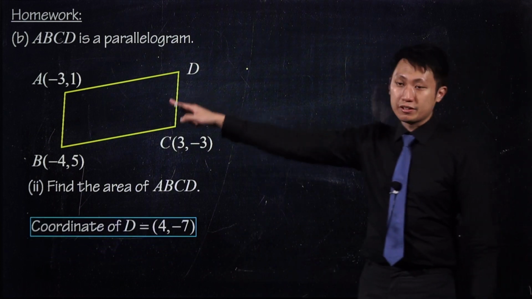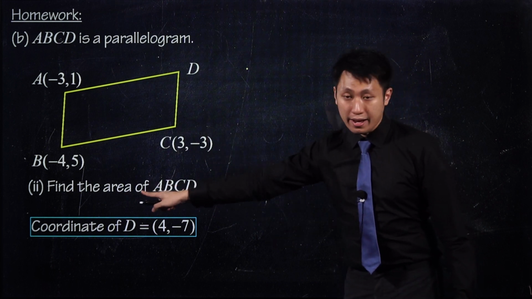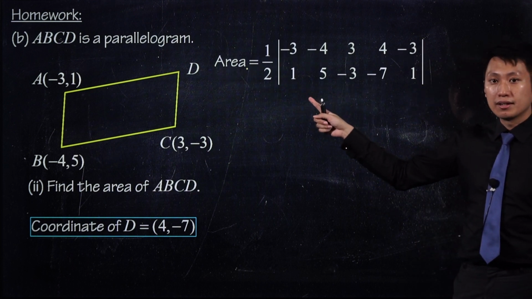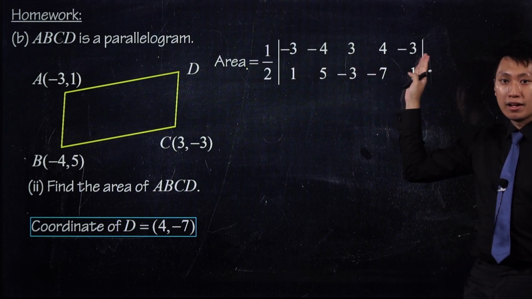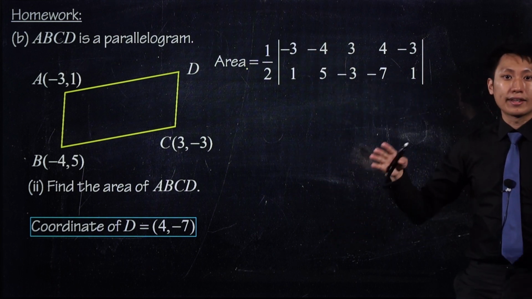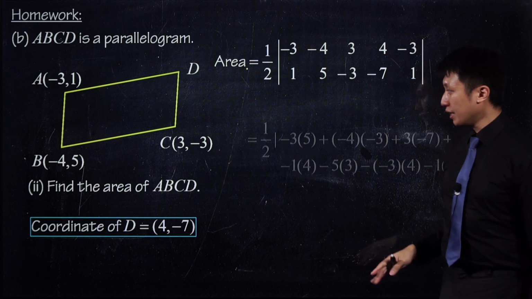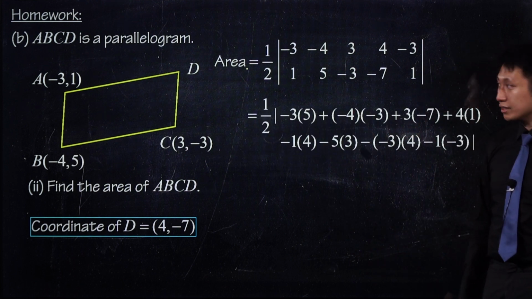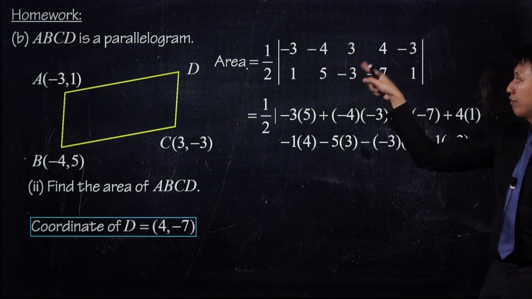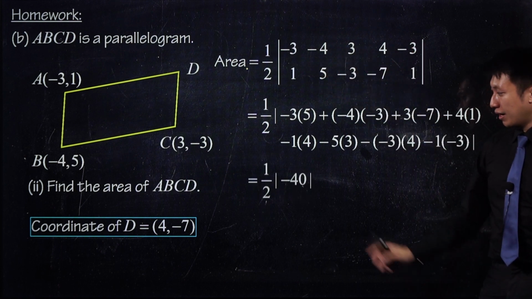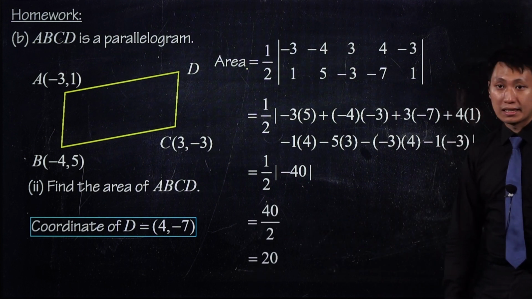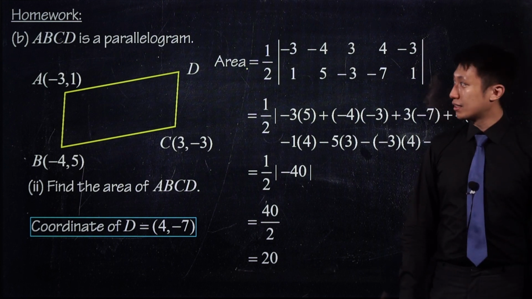If you know these 4 coordinates, I want you to find the area of the parallelogram. Very simple. I just use the formula. Follow a closed loop. As long as it's a closed loop, you take modulus or absolute value, then it's fine. So I work out the calculation. I have 4 positive, 4 negative. I get this one, and I get this one. I get 40/2, which is 20. So it's 20 unit square for the area.